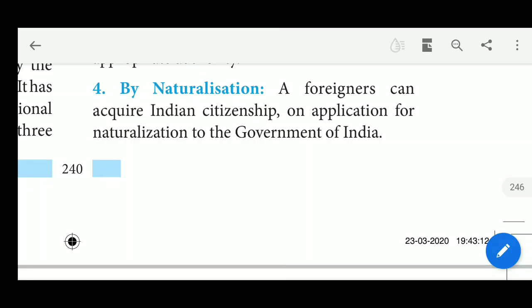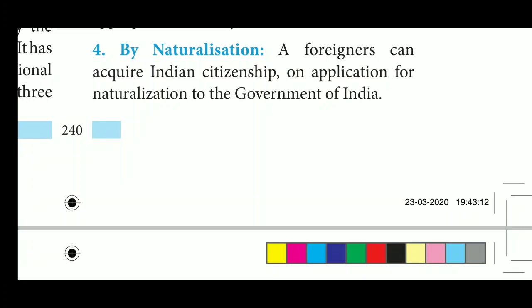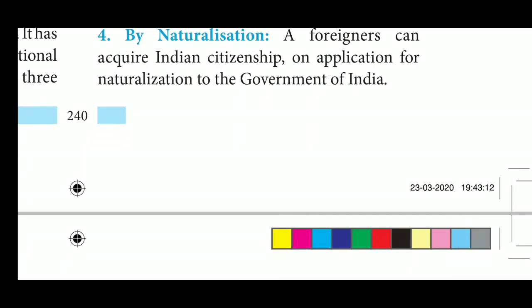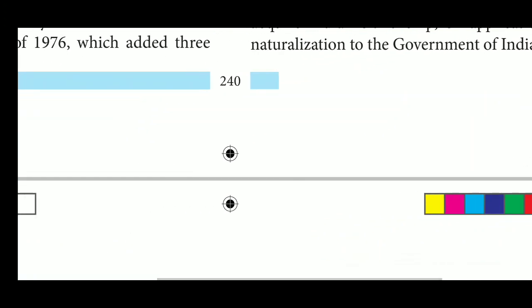Book page number 171, fourth point, by naturalization. A foreigner can acquire Indian citizenship on application for naturalization to the Government of India. Explanation. By naturalization, a person can acquire citizenship if he ordinarily resides in India for 12 years, throughout the 12 months preceding the date of application and for 11 years in the aggregate, and fulfills all qualifications in the Third Schedule of the Citizenship Act.